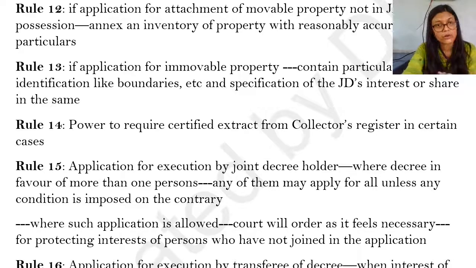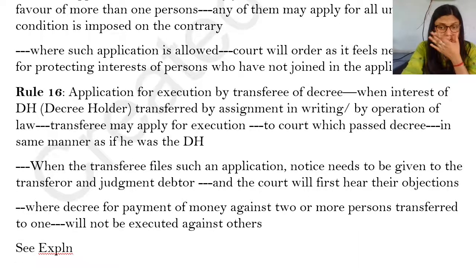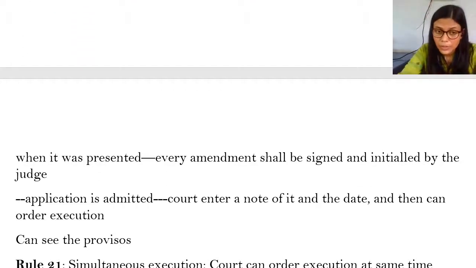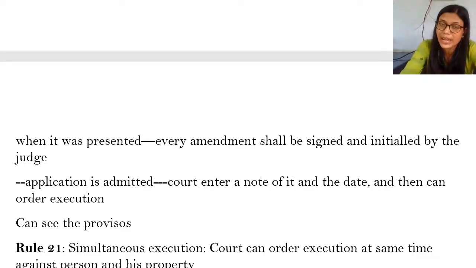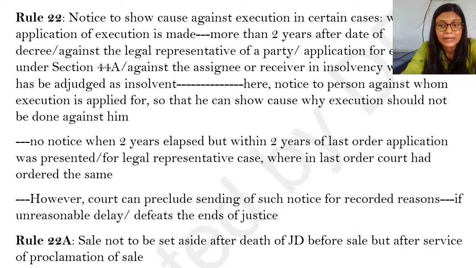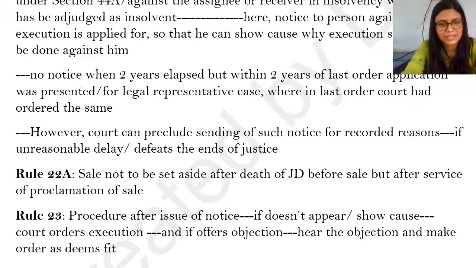Rule 15 covers a joint decree holder presenting an application for execution. Then rule number 16 is when the transferee has come with an application for execution. Then rule number 17 says what the court will do next when it has received an application. Then under rule number 21, we saw that simultaneous execution is also possible. Under rule number 22, there can be a notice to show cause in certain situations, where an application is presented after more than 2 years have elapsed or is against a legal representative, etc. And then we saw what will happen after the notice has been issued, and how the process of execution will be done under rule 24.